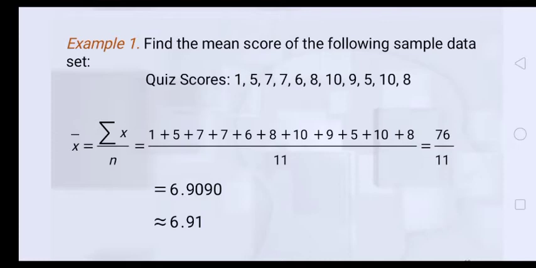Find the mean score of the following sample data set. We have the quiz scores: 1, 5, 7, 7, 6, 8, 10, 9, 5, 10, and 8. Using the formula, mean is equal to the summation of x all over n. We sum up all the quiz scores, and that is equal to 76, where n is equal to the number of scores. We have 11 scores in our sample data set. So that is 76 over 11, which is equal to 6.9090, or approximately 6.91. And that is now our mean. And 6.91 can represent the whole data. So that is the average of the whole data.